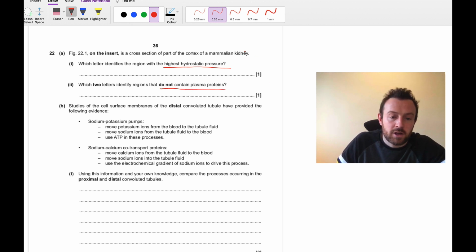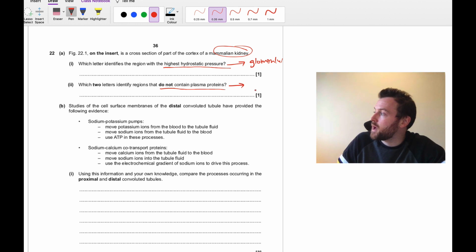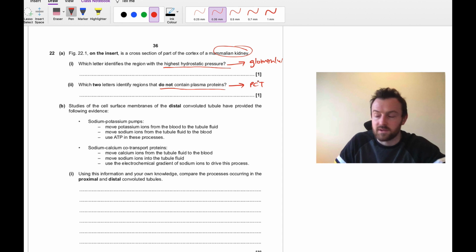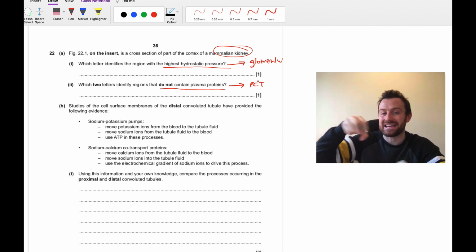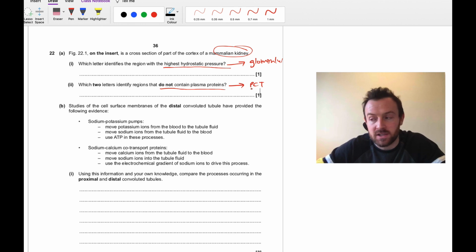Okay, so even before I'm looking at the insert, I'm thinking about this. This is in the kidney. So high hydrostatic pressure, I'm going to be talking about the glomerulus. Does not contain plasma proteins, so this is basically the PCT, or once the filtrate has exited the glomerulus, because the plasma proteins are, remember, retained inside the glomerulus because they are too large to get through the basement membrane.